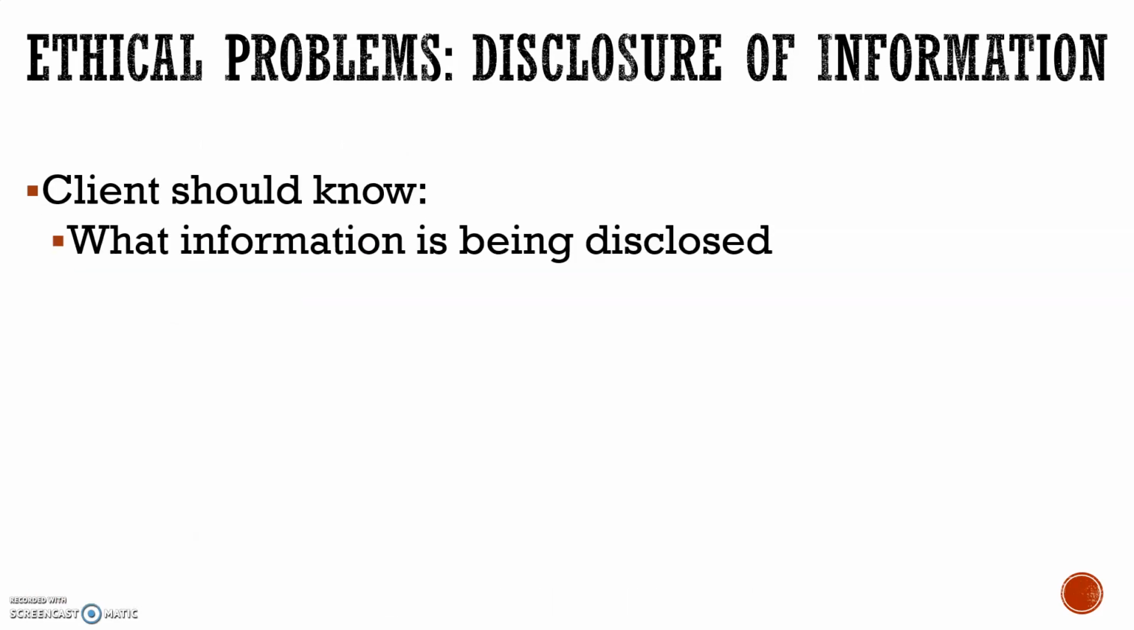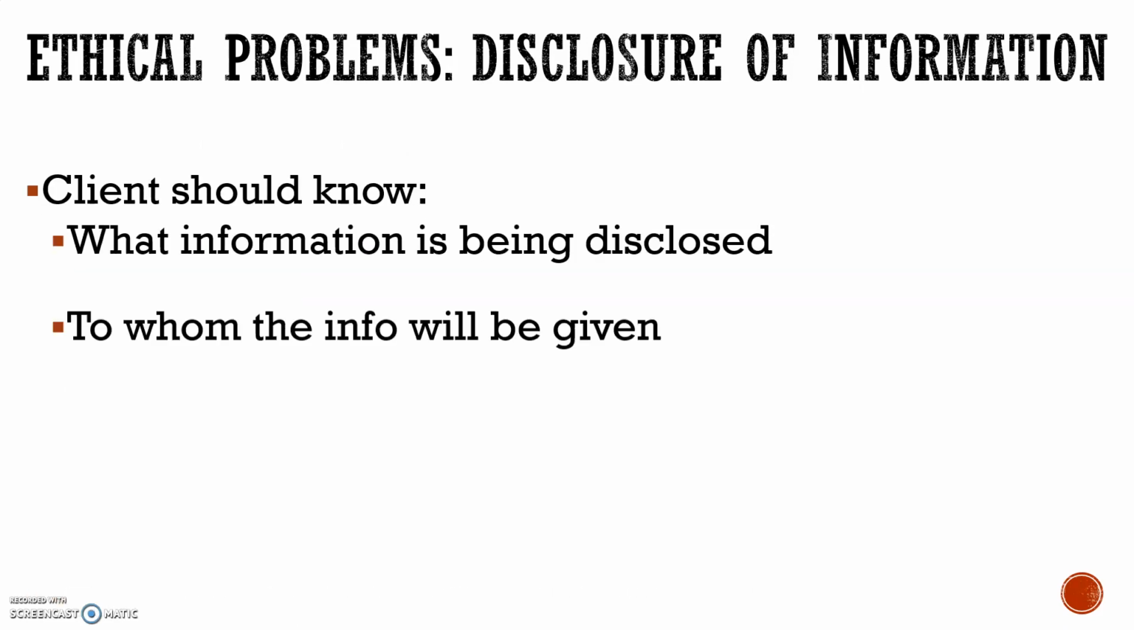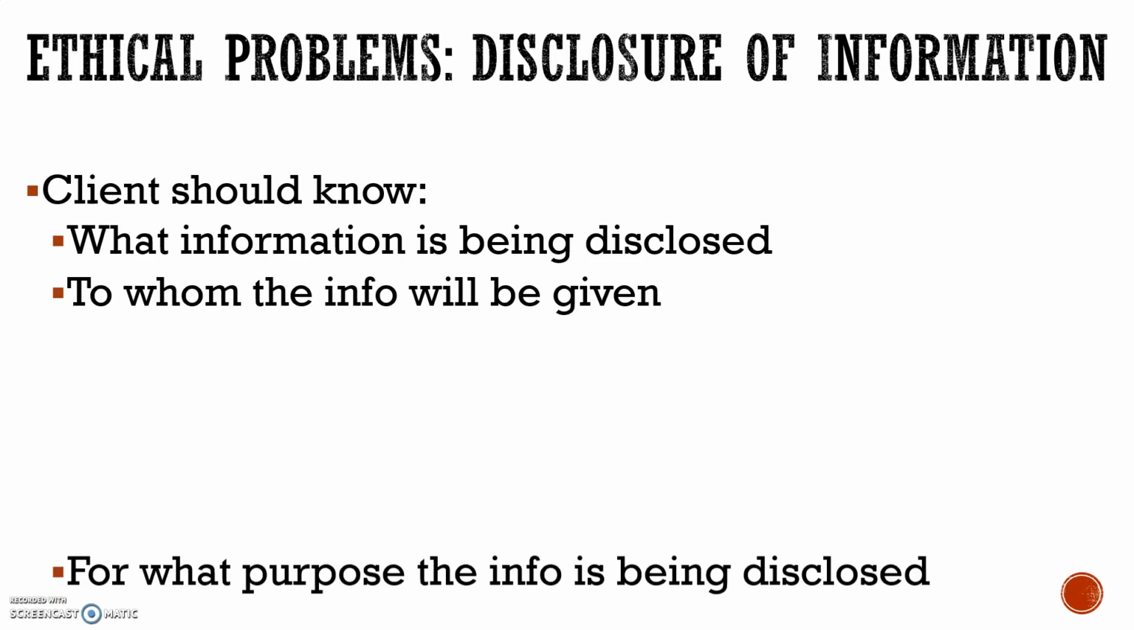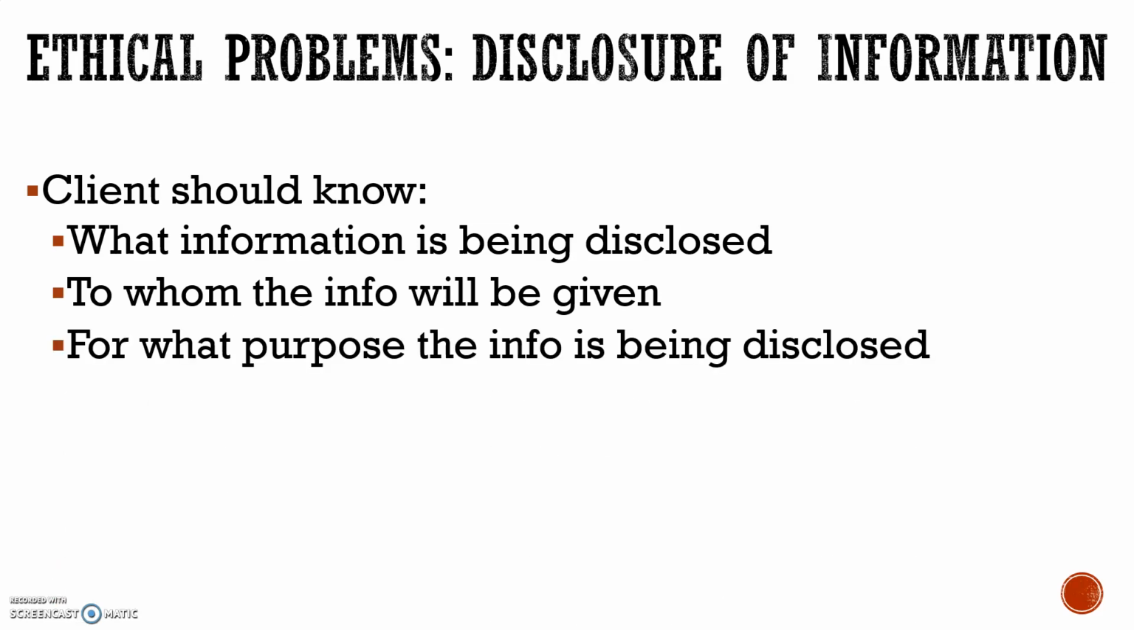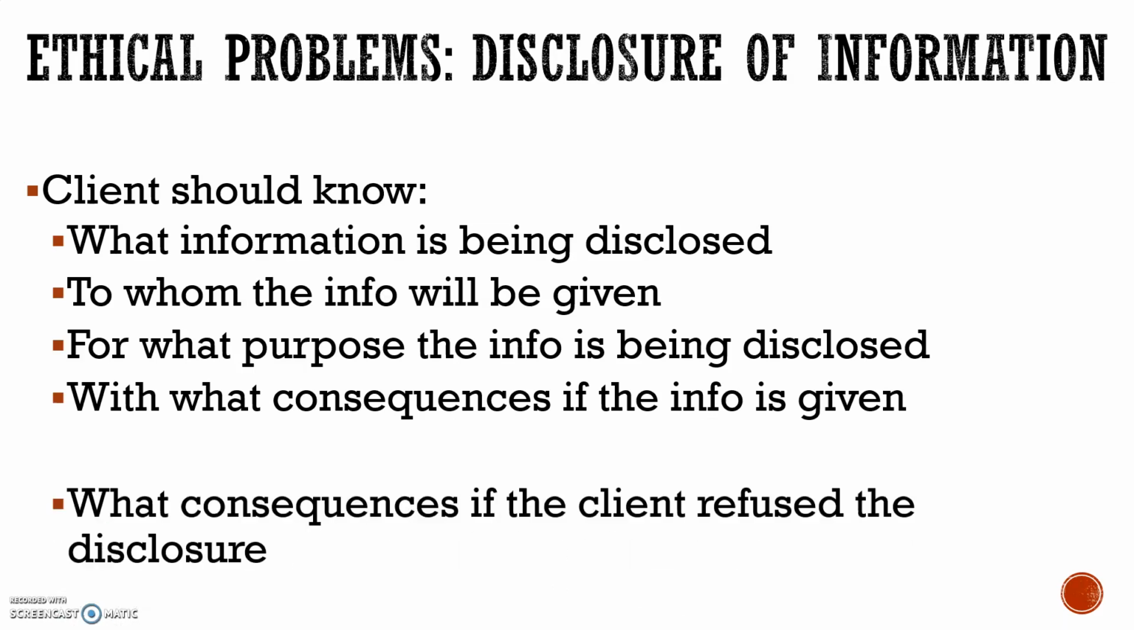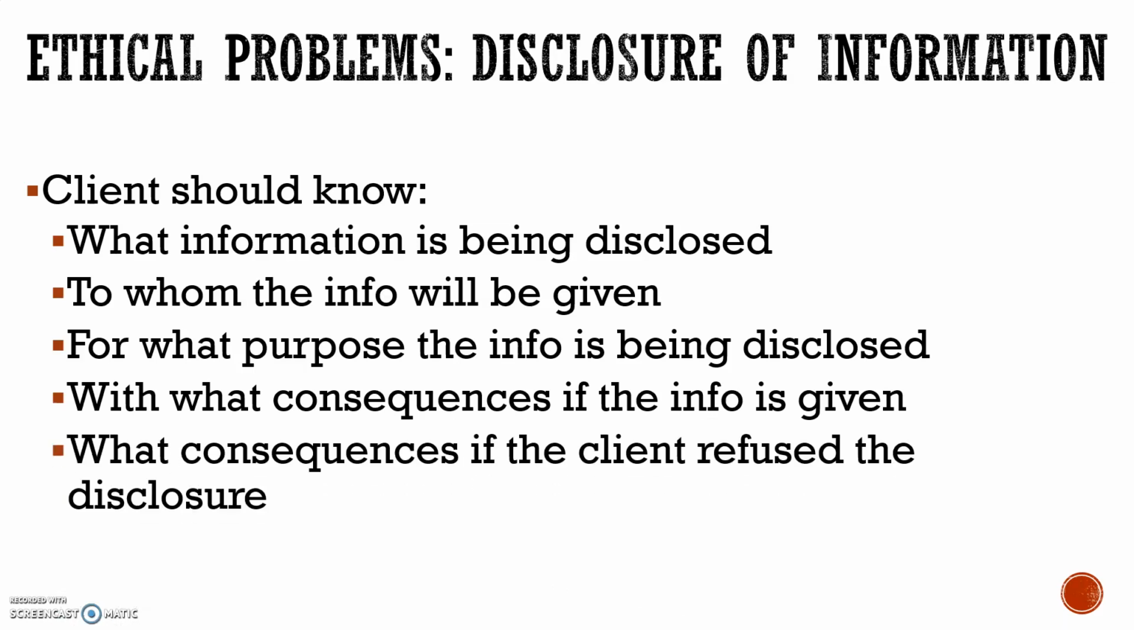So disclosure. What should the client know? What's being disclosed? To whom will the info be given? What's the purpose of giving out the info? What are the consequences of it? And what are the consequences if they refuse it? Right, so this is what we're going for here. Make sure you're checking off these: what is being disclosed, who it's going to, for what purpose, what are the consequences if it's given, and if they fail to disclose it. These are the big five that you're going for.